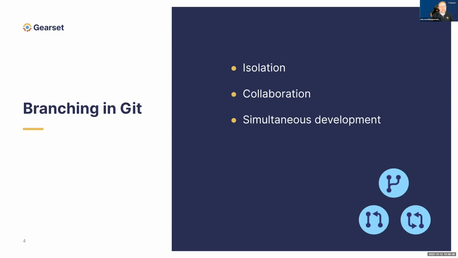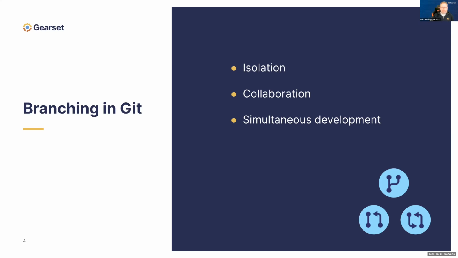Branching is very much at the heart of Git, and it enables teams to work on multiple features or fixes in parallel without stepping on each other's toes. So why is branching so vital? I like to think that there are 3 main reasons. Firstly, isolation. Branches allow you to isolate your changes so you're not getting in each other's way, which means that you can work on a new feature without affecting the main code base until you're ready.